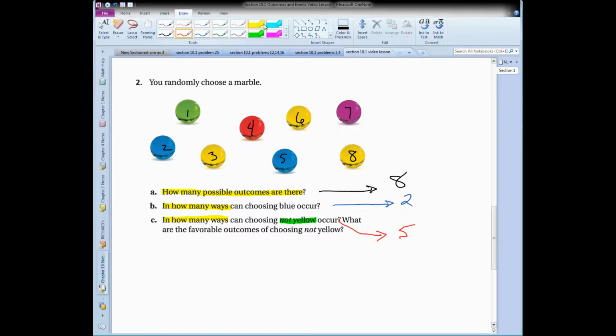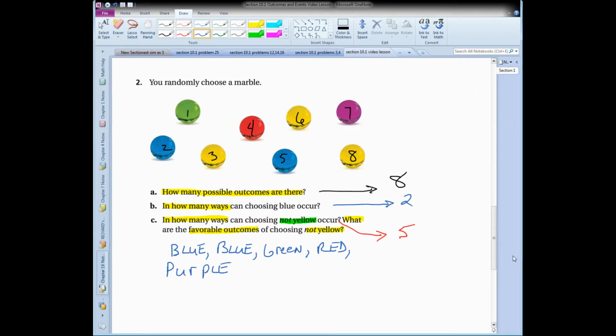All right, and then for the second part of this, it says what. So that means I'm going to be listing the favorable outcomes of choosing not yellow. So I have a blue marble. You could just write the color down. I have another blue marble because these 2 blue marbles are separate. I have a green marble. I have a red marble, and I have a purple marble.